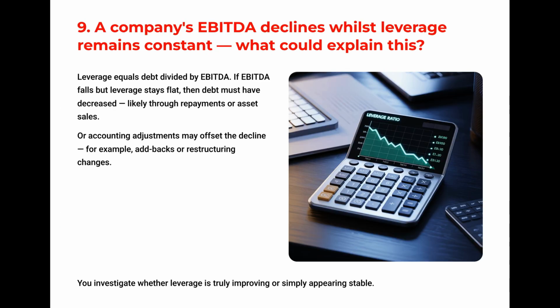A company's EBITDA declines while leverage remains constant. What could explain this? Leverage equals debt divided by EBITDA. If EBITDA falls but leverage stays flat, then debt must have decreased, likely through repayments or asset sales. Or accounting adjustments may offset the decline. For example, add-backs or restructuring changes. You investigate whether leverage is truly improving or simply appearing stable.